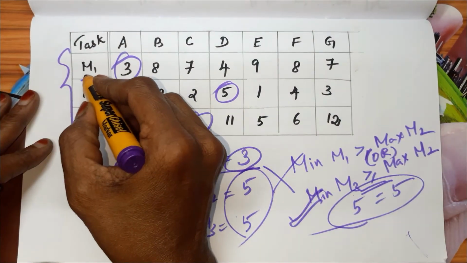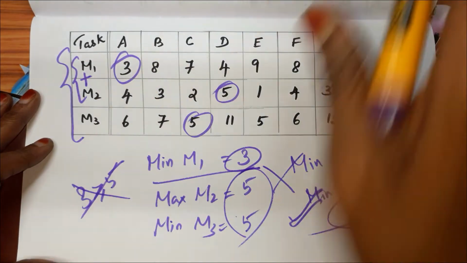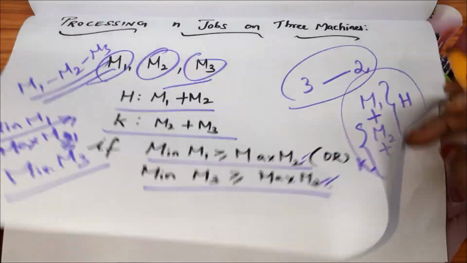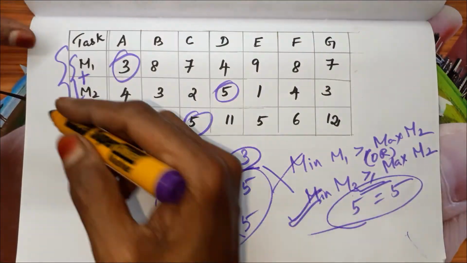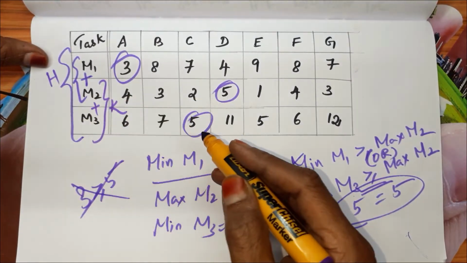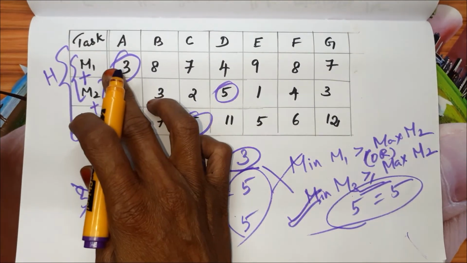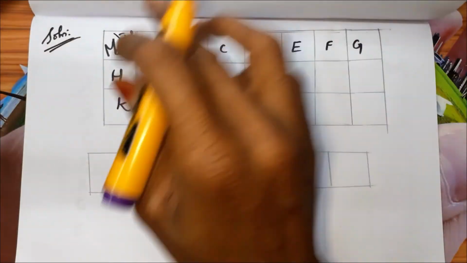How to convert? Adding these two, we have to give the first name as H. Adding the other two, it is K. Am I right? So this is H, and adding these two, it is K. Adding these two means we have to give the labels H and K. So I have taken the other table with H and K.